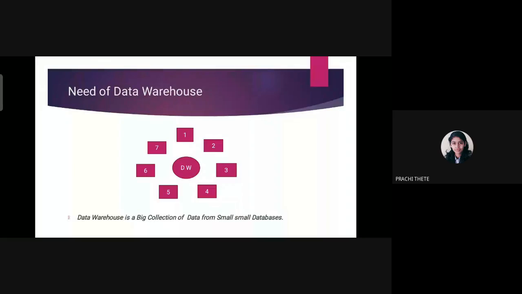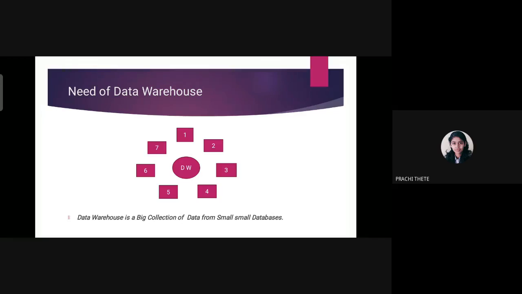Everyone must be knowing about Big Bazaar. Big Bazaar must be having many branches. Let us consider there are 7 branches of Big Bazaar. If the owner of Big Bazaar wants to know the sale of the product from each of the branches, he will convey that message to the manager, and the manager will collect all the information from every branch. After collecting the information from every branch, he will give it to the owner.